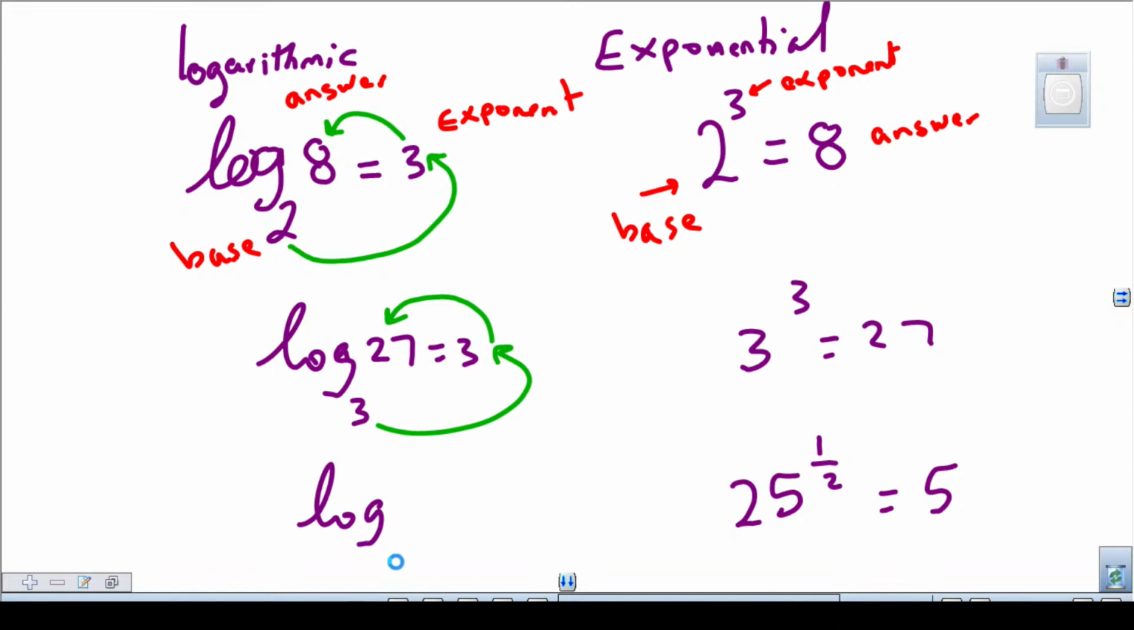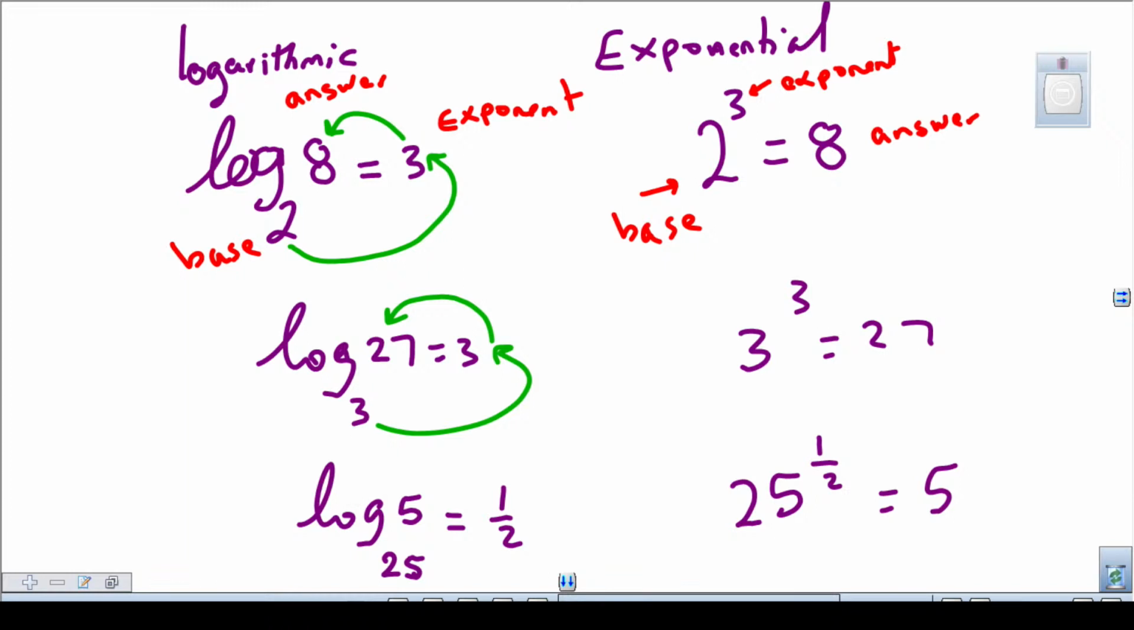25. Base doesn't change. Log of 25 of what? Where am I raising the 25 to? What's the power? What's the exponent? 1/2. That should give me the answer, which is very dear to the log. The log hugs the answer. It's really very dear to it. So that's going to be the one that you look at. Okay?